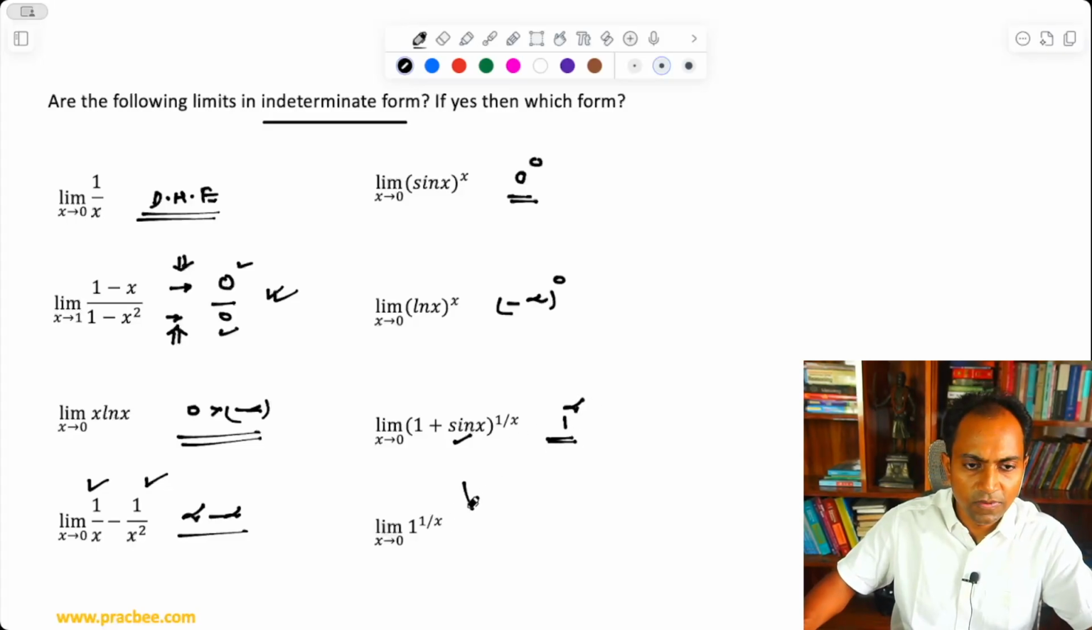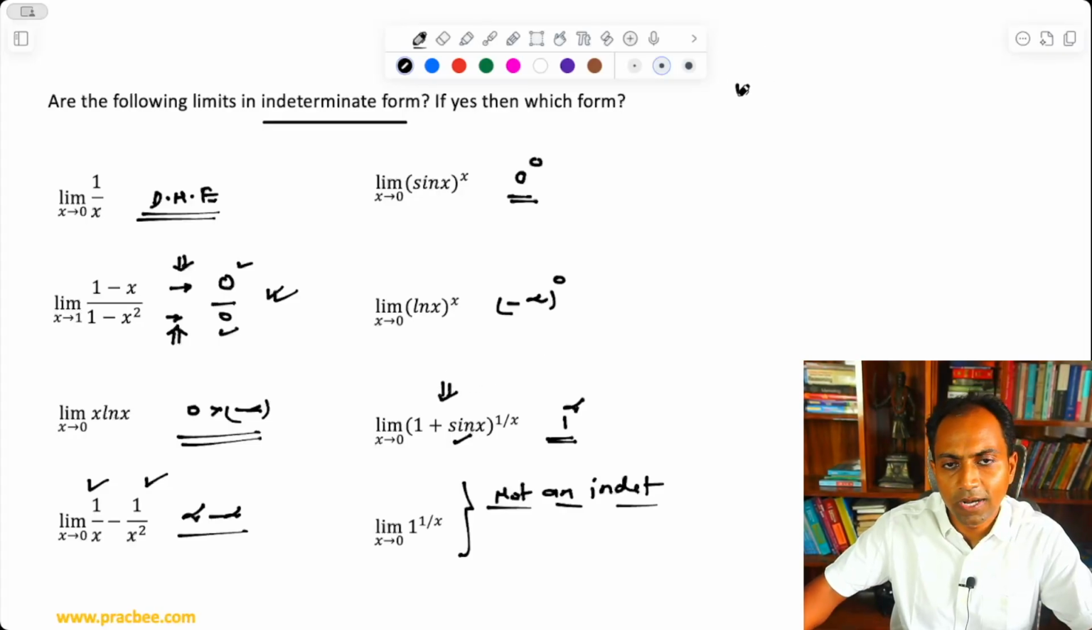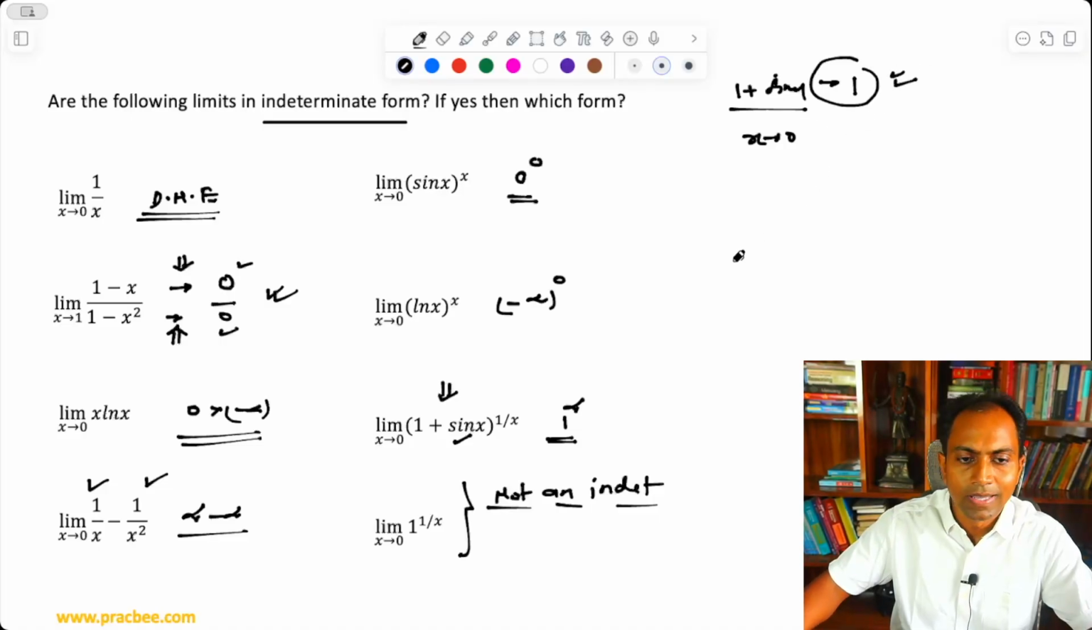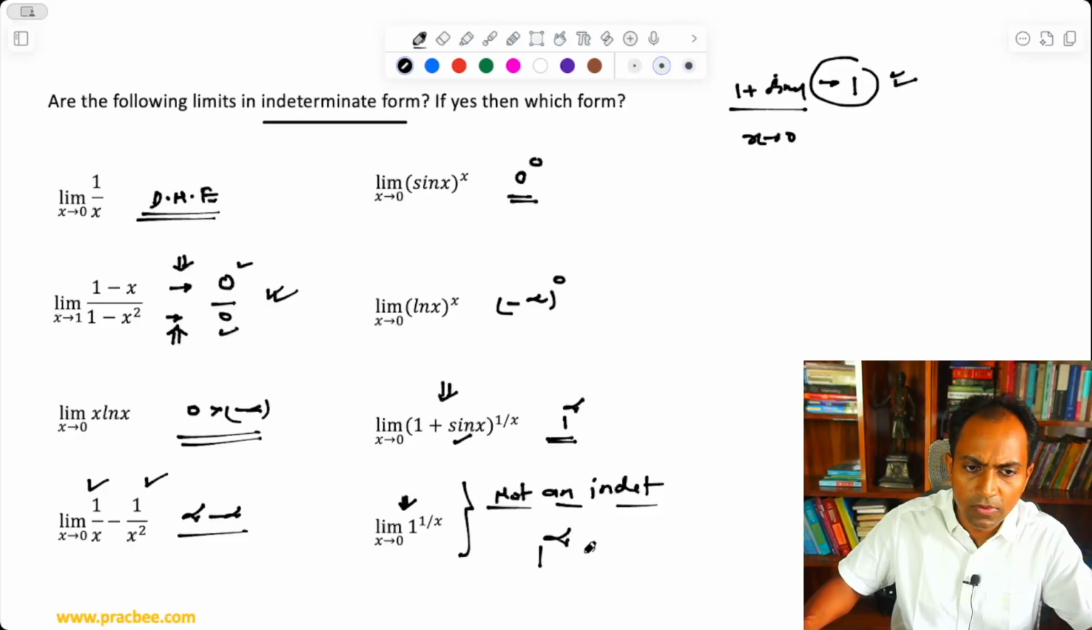Now this very specific case is not an indeterminate form. Why are we not calling this indeterminate? Very interesting. See, when we are taking this question, what we had was 1 plus sin x. So as x tends to 0, the value of this part also tends towards 1. So this is tending towards 1. This is not 1. Very important. In the second case, this part is fixed. This is exactly 1. And 1 raised to a very big power will always be 1. So this is not indeterminate. This is equal to 1.